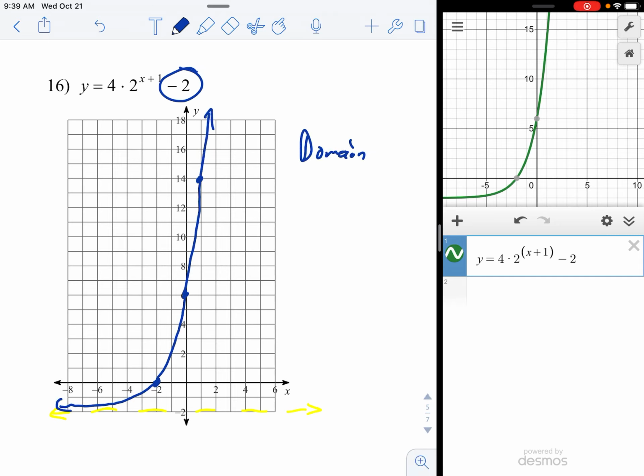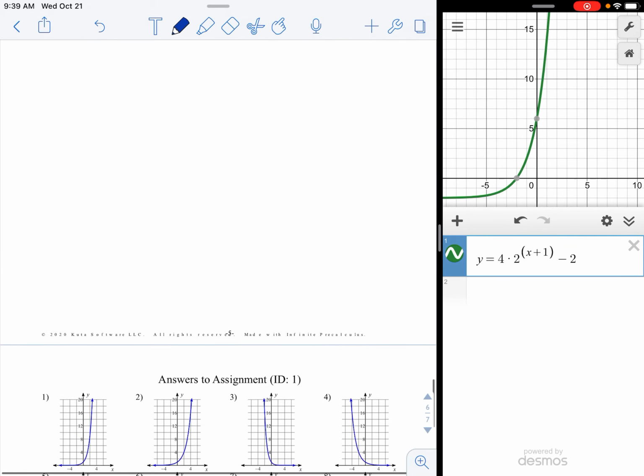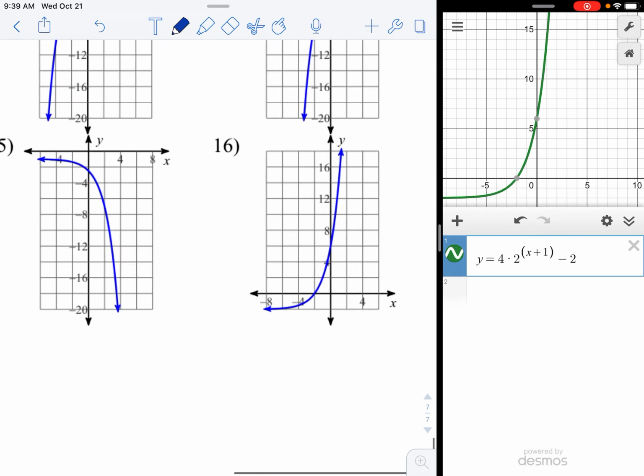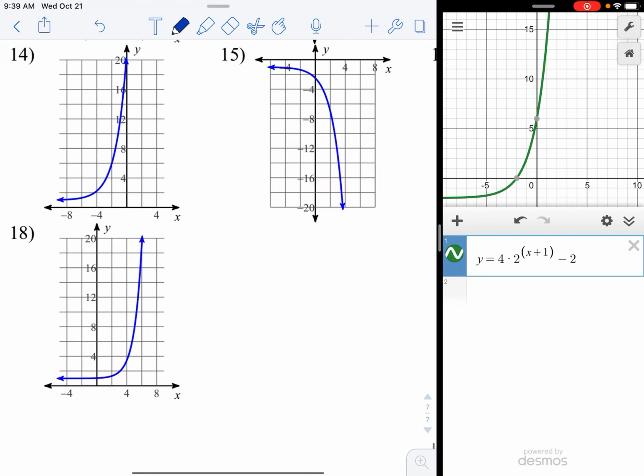Domain, all real numbers. That is a funky letter D. Let's make that look better. Range. My range is -2 to infinity. The lowest point is -2, but a parenthesis, not a bracket. Infinity, because it goes up forever. Check number 16. Looks good. Let's check number 18 before we finish.